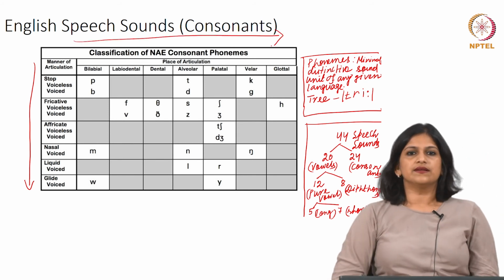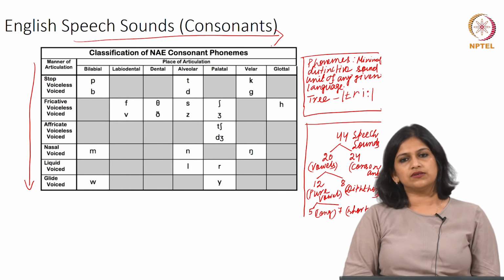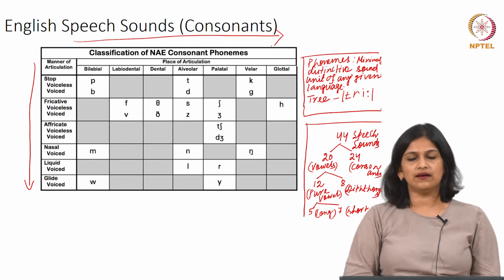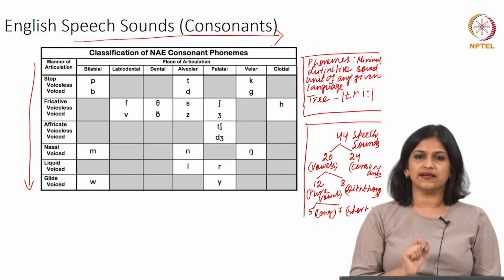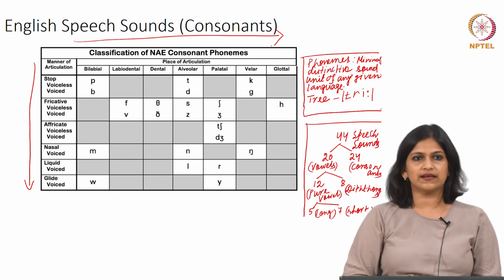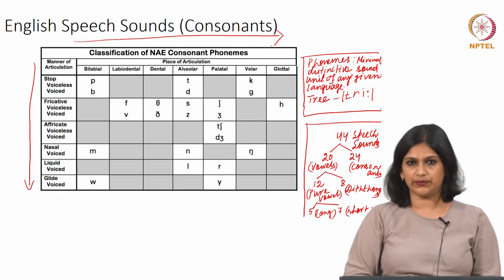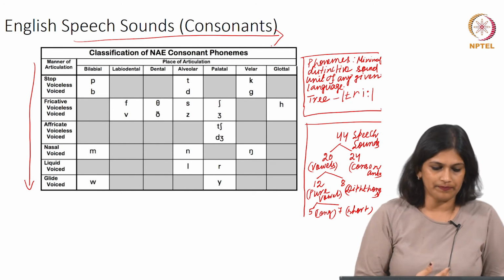Okay. When you try to produce the sound p, you have to find out which speech organs are used. So this is the upper lip and then the lower lip. That is why the place of articulation of p would be bilabial, right. This is just an example I am giving.